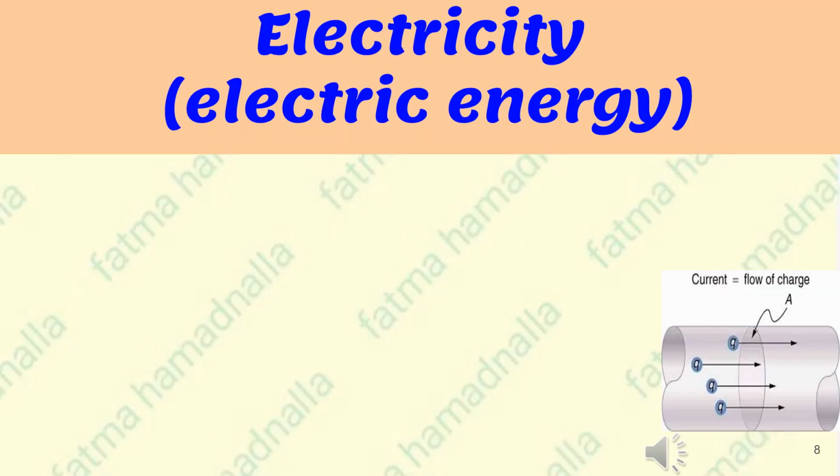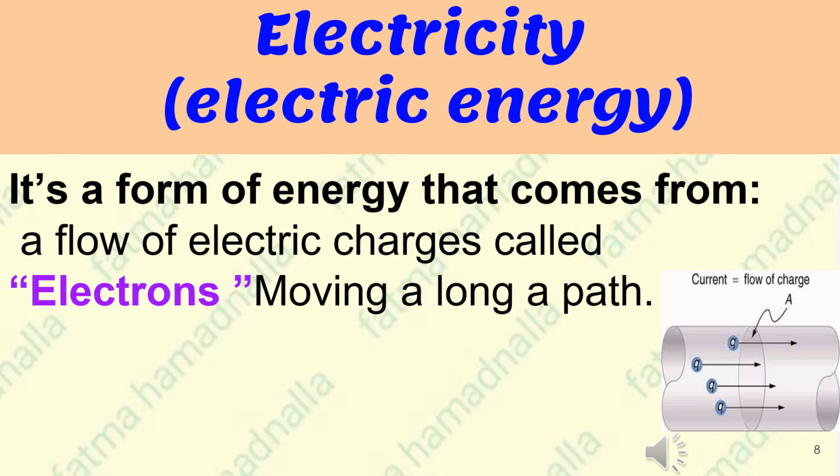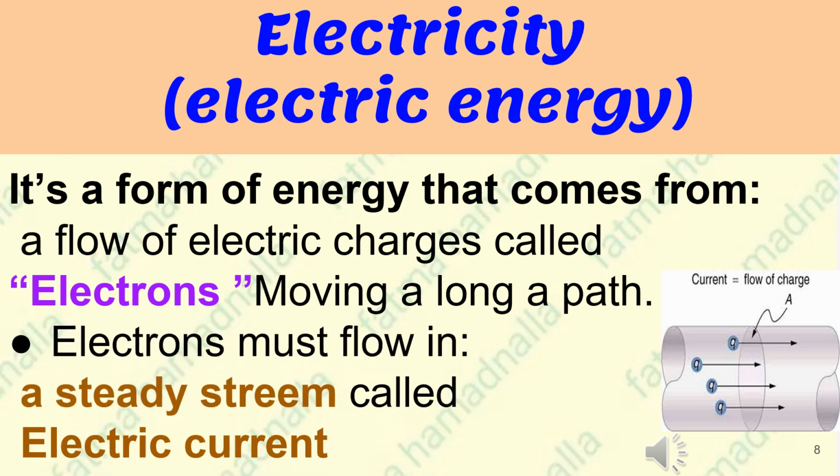What's the meaning of electricity or electric energy? Electricity or electric energy is a form of energy that comes from the movement of tiny particles called electrons. These electrons flow along a path, creating what we call an electric current. The electrons must flow in a steady stream, and this continuous flow is what powers devices.